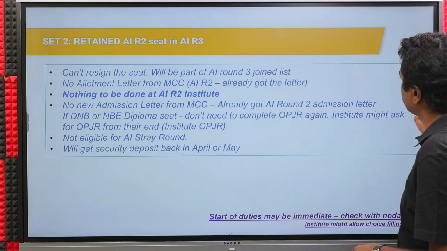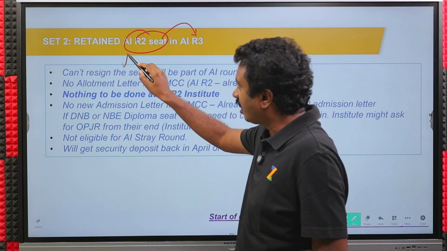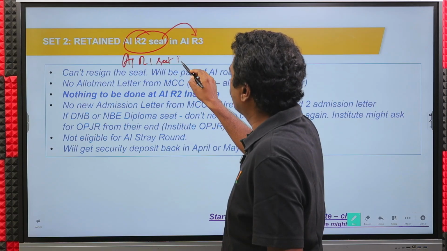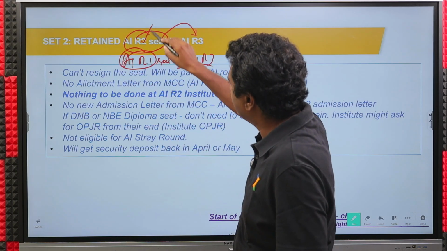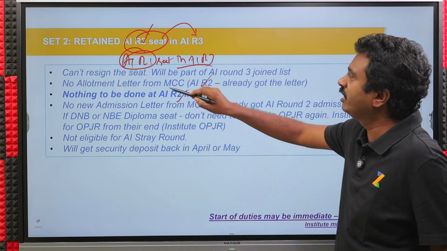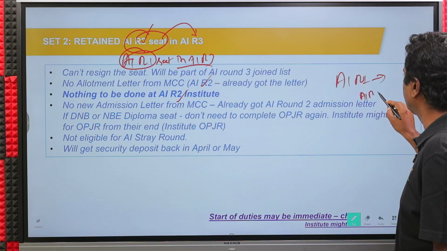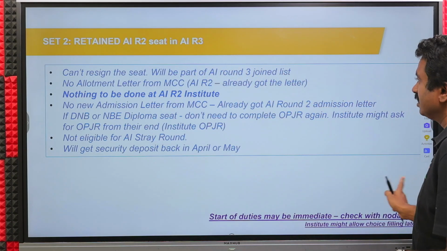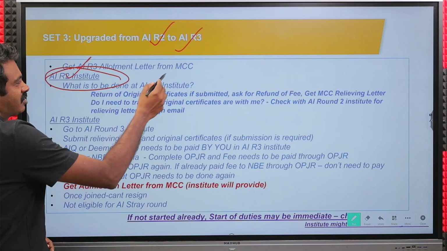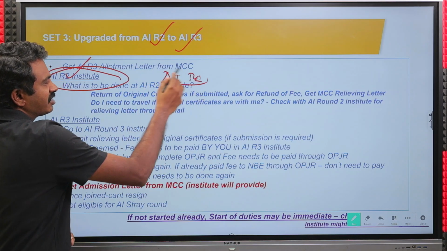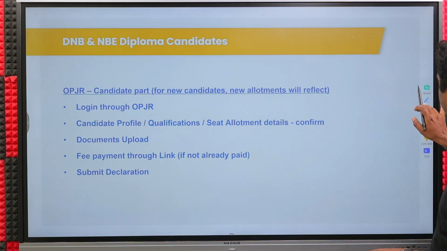Now, in these two scenarios, we said All India Round 2 seat retained in All India Round 3. This means also an All India Round 1 seat retained in All India Round 3. Same scenario only. Clear? What you just need to do is whatever we mentioned for the All India Round 2 institute, that you need to do for the All India Round 1 institute. Basically, the All India Round 1 seat has already become an All India Round 2 joined seat and all seats are All India Round 2 only. Similarly, let us say you have upgraded from All India Round 2 to All India Round 3. Whatever we mentioned for the All India Round 2 institute, you have to do it for the All India Round 1 institute now. If it is an All India Round 1 to Round 3 upgradation, that does not make a difference. Already it is an All India Round 2 joined seat.